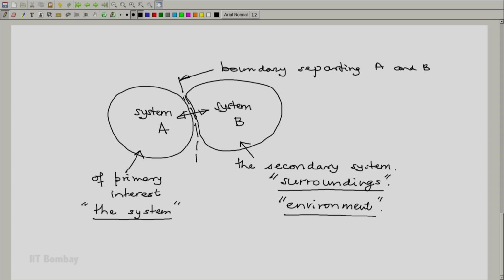These are just the different words used in the textbooks of thermodynamics and when we discuss thermodynamics. But we should remember that the surroundings or the environment is as much a properly defined thermodynamic system as our system itself, or the primary system itself.